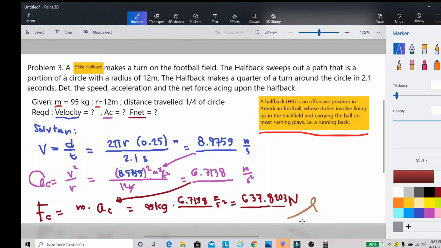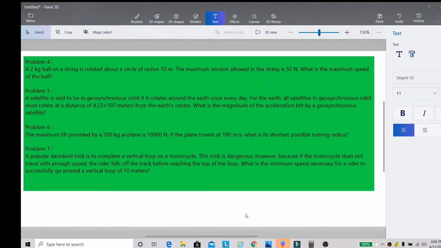So, with this, before I leave you, I'm leaving you with some problems to solve involving uniform circular motion. Here are your practice problems. Kindly solve this yourselves, and we will be discussing this should there be any more questions on this.